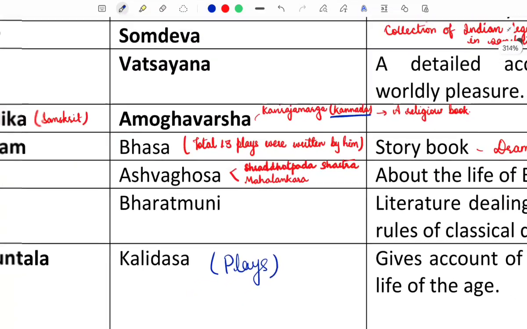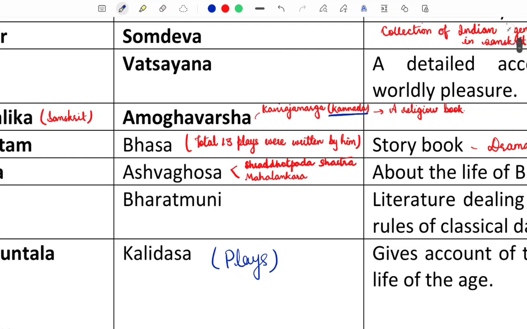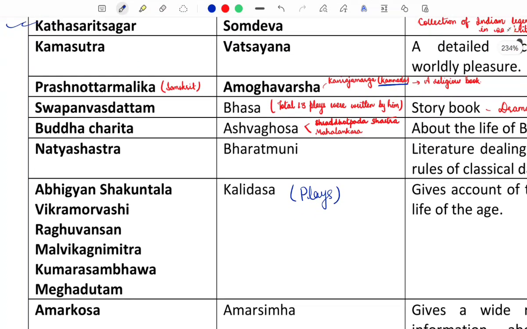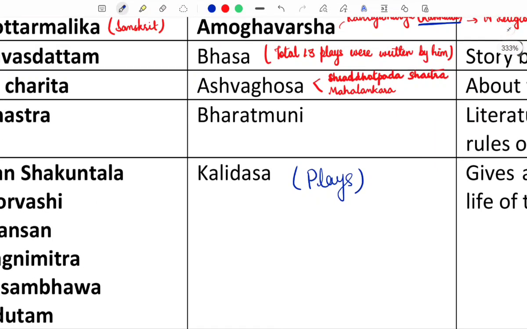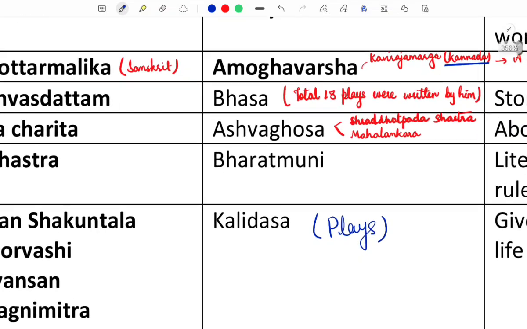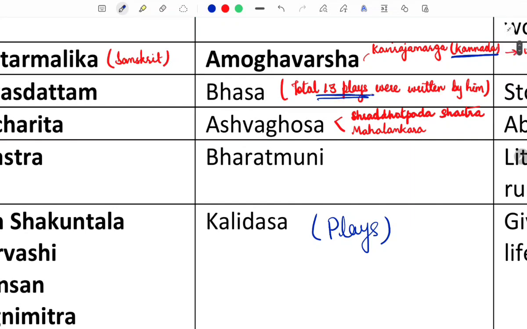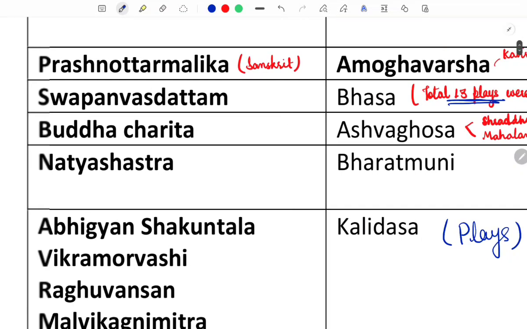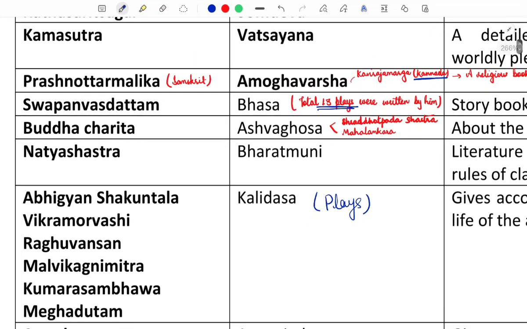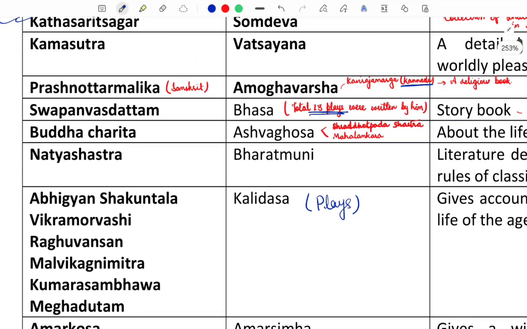This text which was written in Kannada was a religious text. Apart from that, Bhas, you must have heard his name. He was one of the most important playwrights in ancient India. He wrote a total of 13 plays, and most of them are famous. But for us, Swapna Vasavadattam is very important because it shows the social structure of that particular time. It was a drama, and it shows the social things of that time.